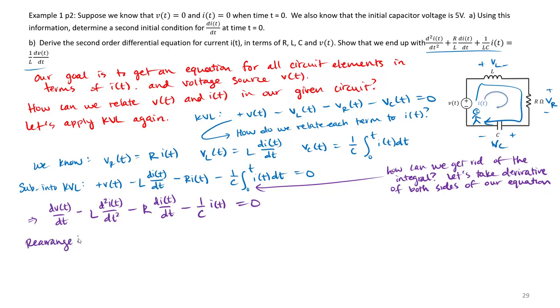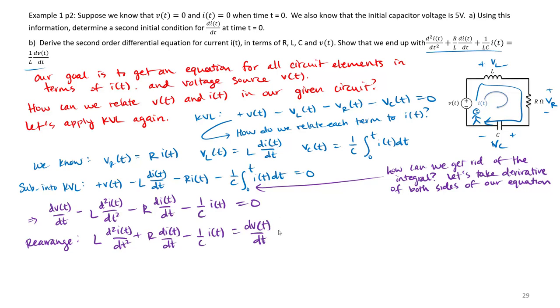If we rearrange, you can see that we can get something pretty close to our desired form. I'm going to move all the negative terms to the right-hand side, keep dv dt on the left, and then, of course, we can show that we have L d²i/dt² plus R di/dt minus 1 over C I of t equals the derivative of our voltage.